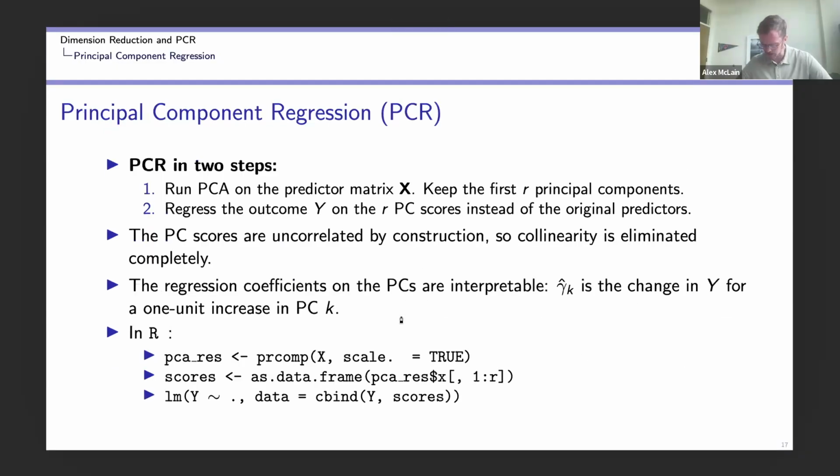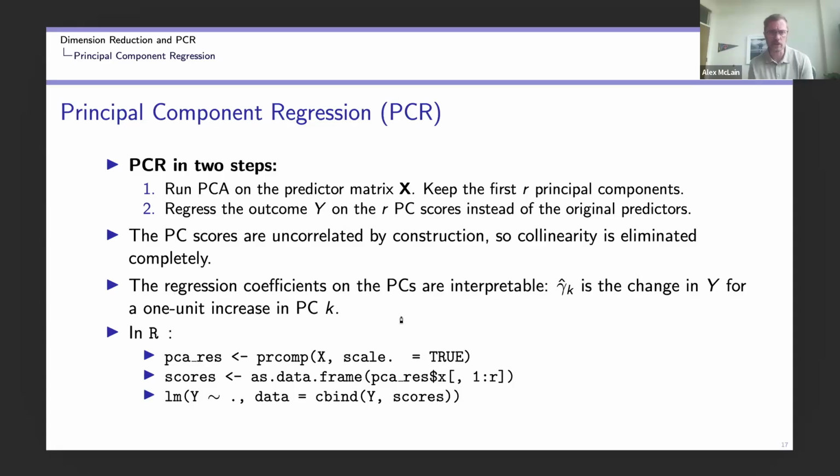Okay, so how do we do this? We do this in 2 steps. First, we run the PCA on the predictor matrix X. We keep the first R principal components. Then we regress our outcome Y on the R principal component scores instead of the original predictors. The PC scores are uncorrelated by construction, so there's no collinearity, and you don't have to worry about any of that.